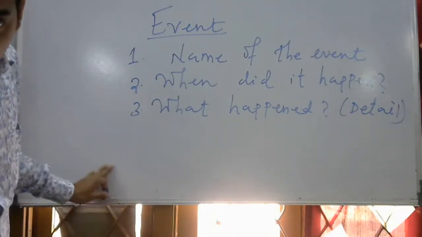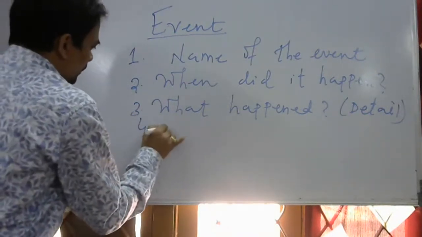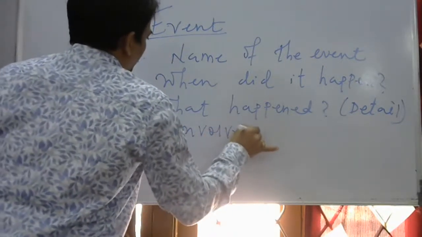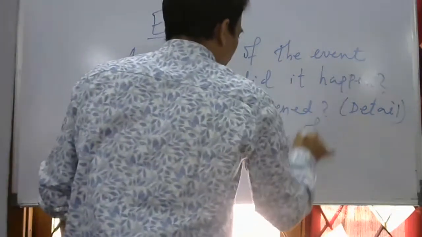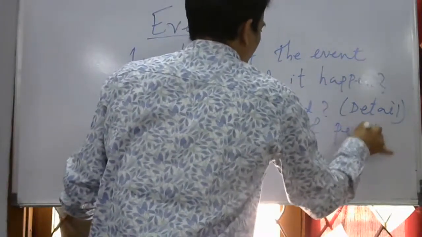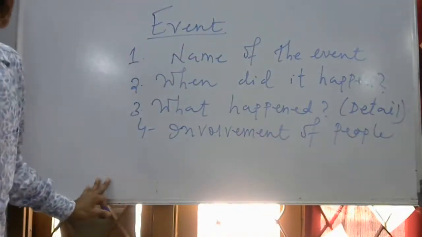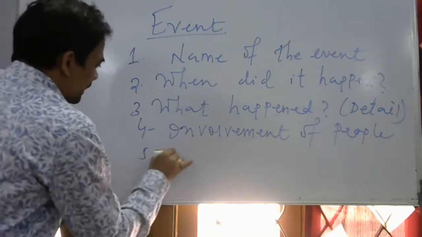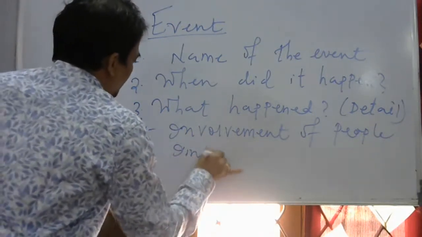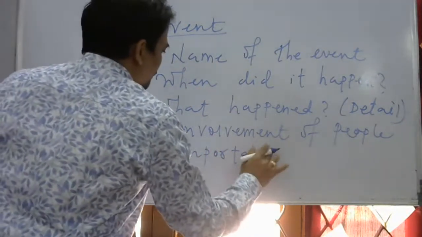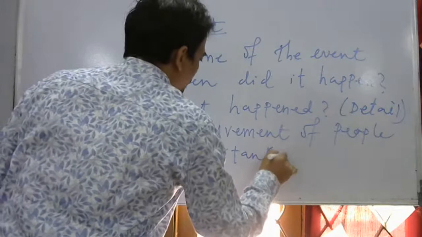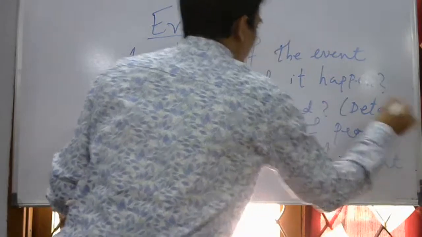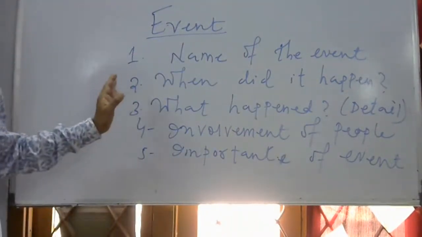Then who were the people involved? Number 4, involvement of people. Number 5, the last one, why was the event important? The importance of the event. These many points, whenever you write about any event, please take care of all this. You have to remember all these points.